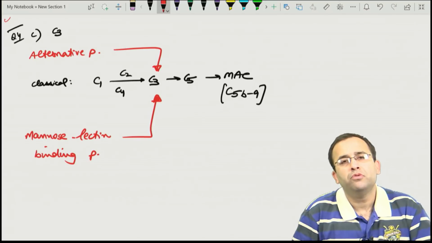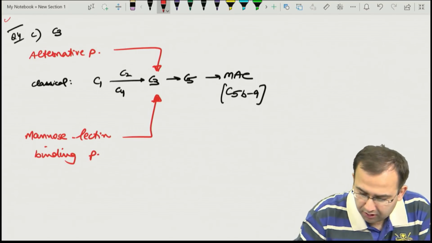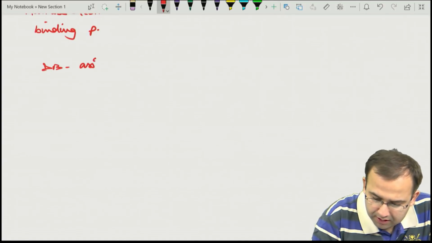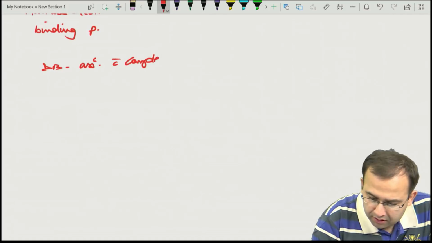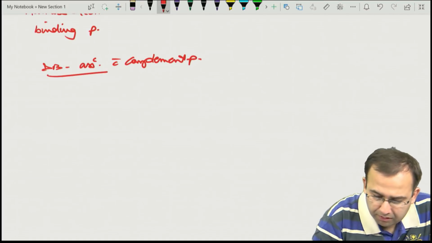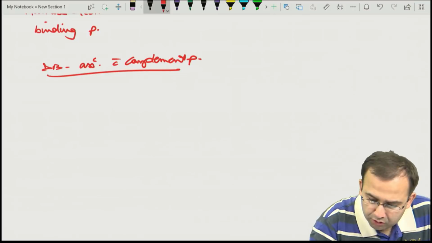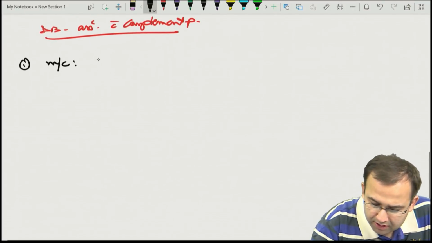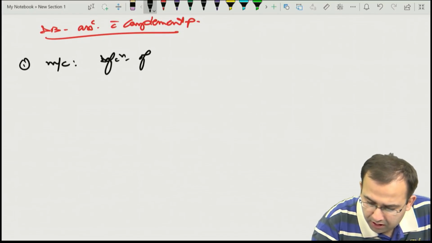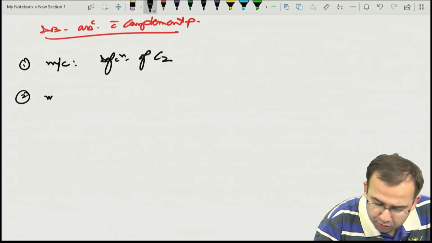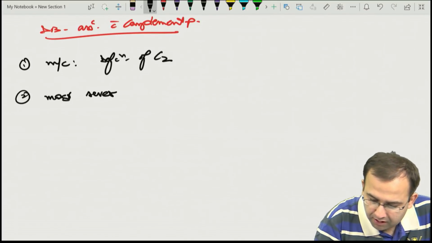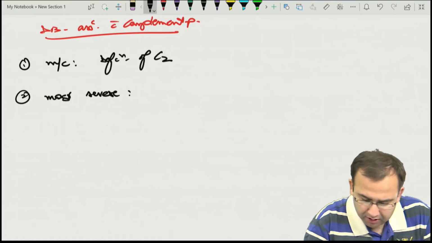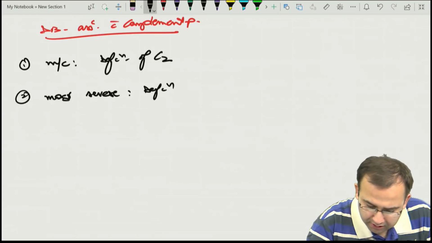Next point, much more important than the complement pathways are the diseases associated with complement pathways. First point, the most common is deficiency of C2. Most severe, where was everything converging? C3. So most severe is deficiency of C3.